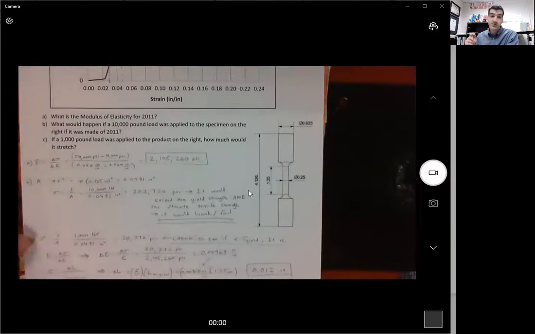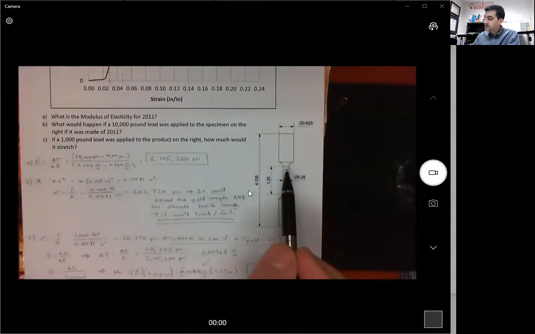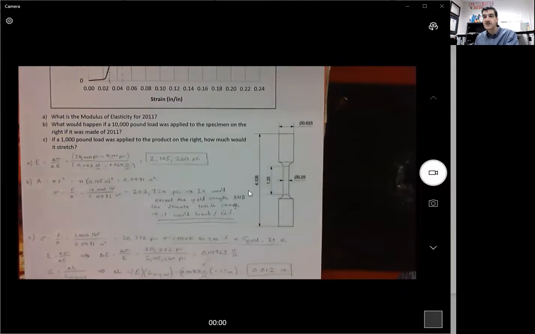And then once we know the stress, we can use that and the elastic modulus that we know from part A to find the strain. And then once we know the strain and we also know the dimensions of the part, we can use that information to find the change in length. So this is like a three-step process right here.